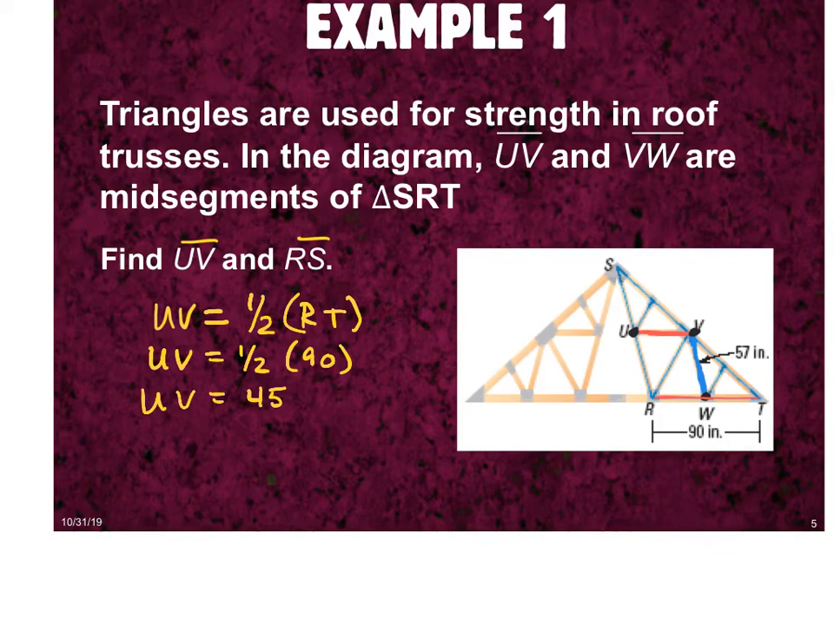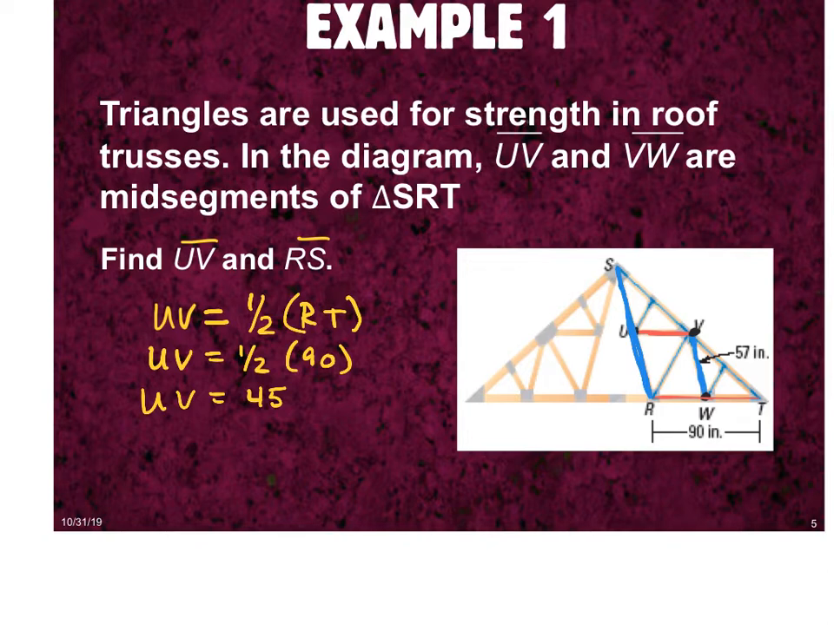But they also wanted to know RS. Now, RS is the longer blue line. Let's talk about how we get there. You know that VW is like the midsegment of SV and SR. Since VW is 57, you multiply it times 2, and then that's how you get SR.